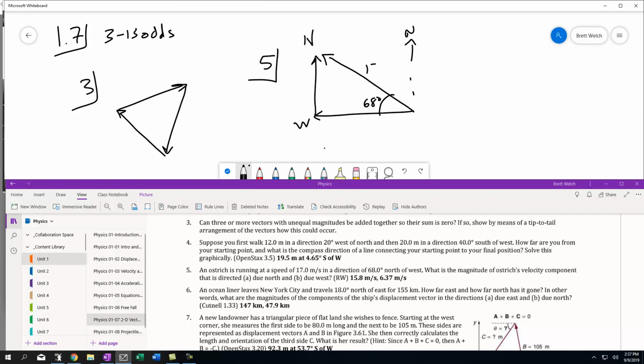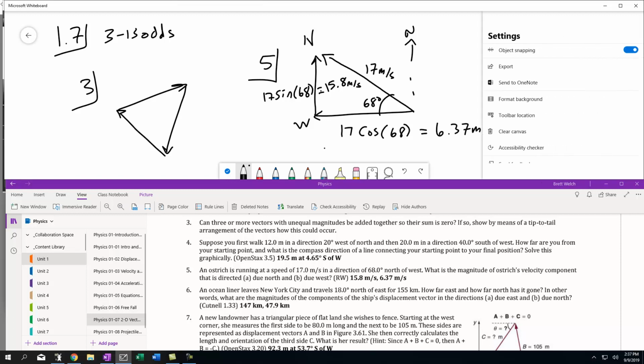So we take our 17 meters per second, and we really just need to break it down into its two components. The x component is always the cosine component. To find this side down here for the west, we would take 17 times the cosine of our angle, 68. And for the north, we would take 17 times the sine of 68. We would get 15.8 meters per second for the north, and for the west, 6.37 meters per second.